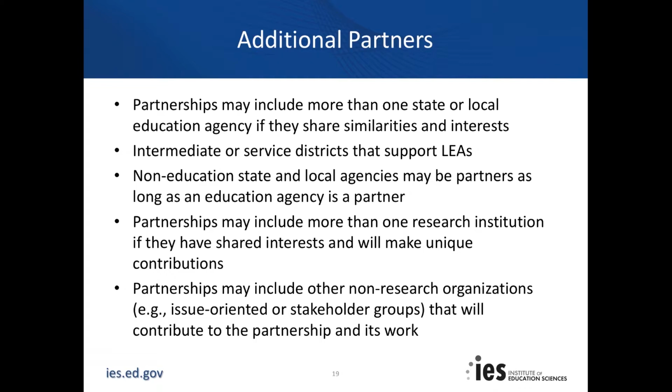But there's an issue. As you have more partners, coordination becomes difficult, so it's important to address how the partnership will work together, keep in contact, and make decisions. The one type of partnership that I would not recommend is the inclusion of multiple education agencies whose only similarity is that they have worked with the same research institution, rather than having a shared common education issue or problem.